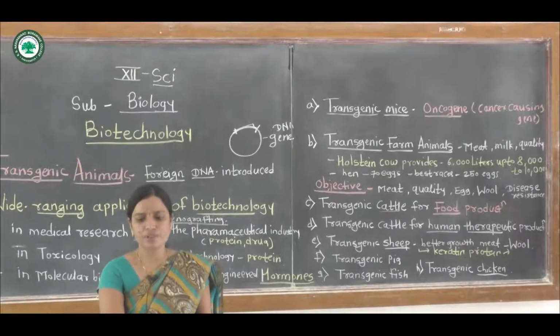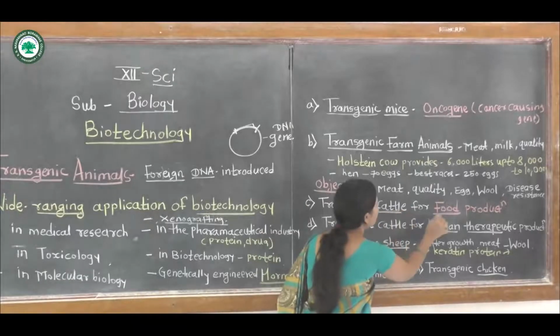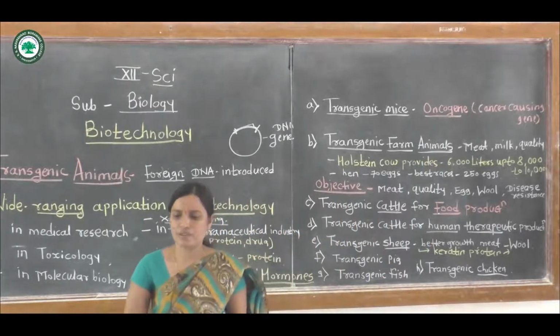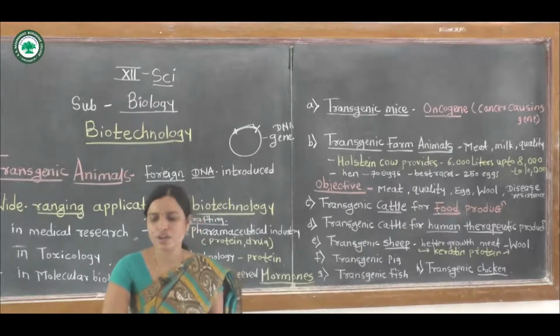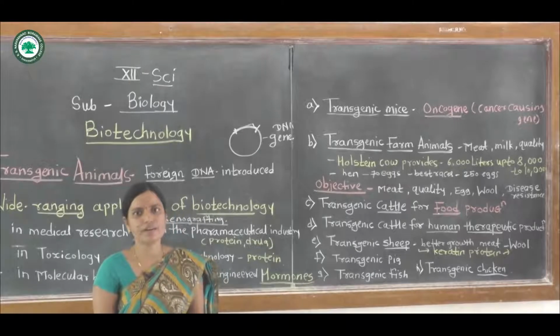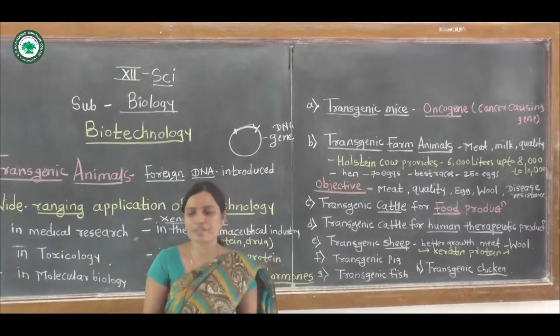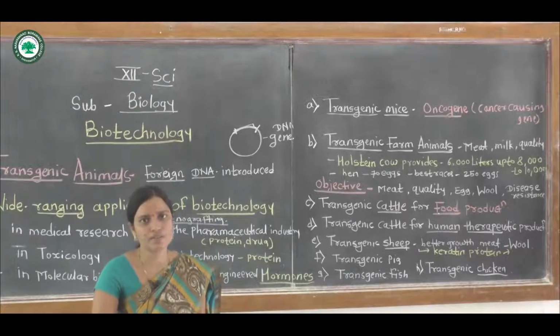The next point is transgenic cattle for food production. Researchers reported that in these transgenic cattle, a specific gene is introduced, and the additional gene is transferred into the cattle.